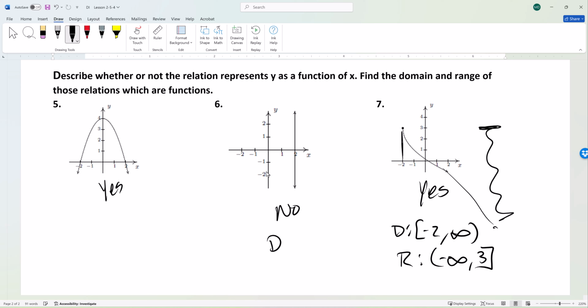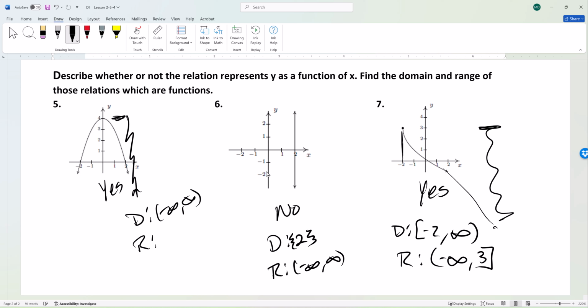My domain here is just 2. My range is negative infinity to positive infinity. My domain here is negative infinity to positive infinity. My range looks like it stops at 4 but goes down forever. So that's negative infinity to 4.